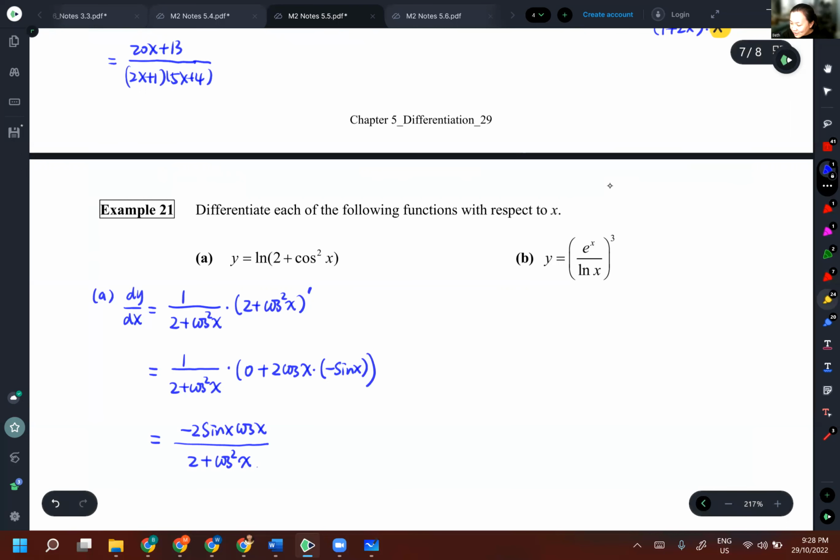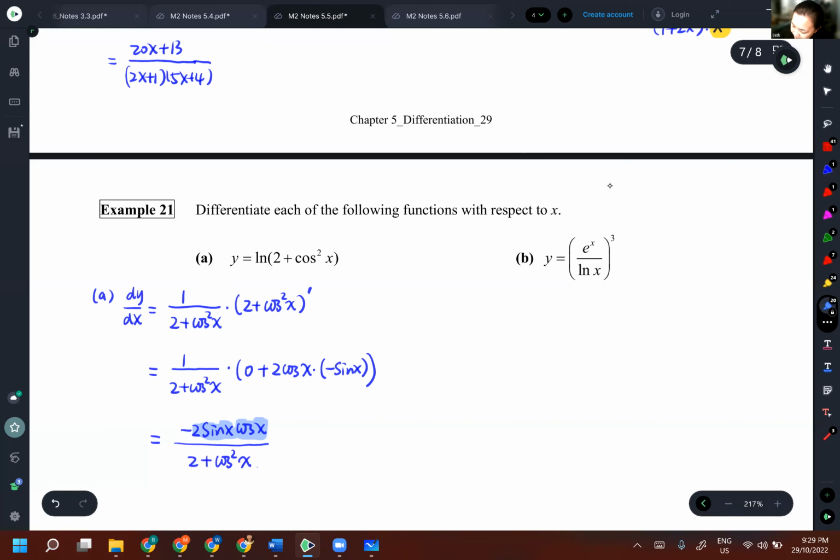Now you may ask, should I change this to double angle, because I see I can use the double angle formula? Do not. I want the angle to be simple as well. Later on, if you need to, but in this question, you totally don't need to change the angle. Don't.